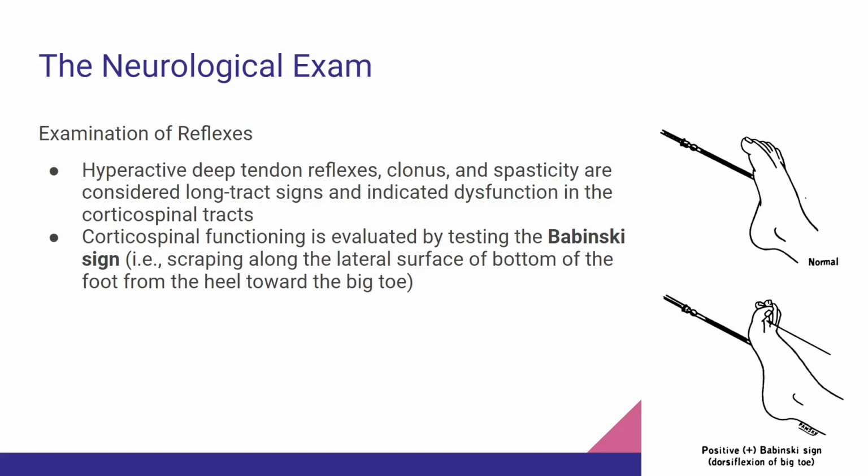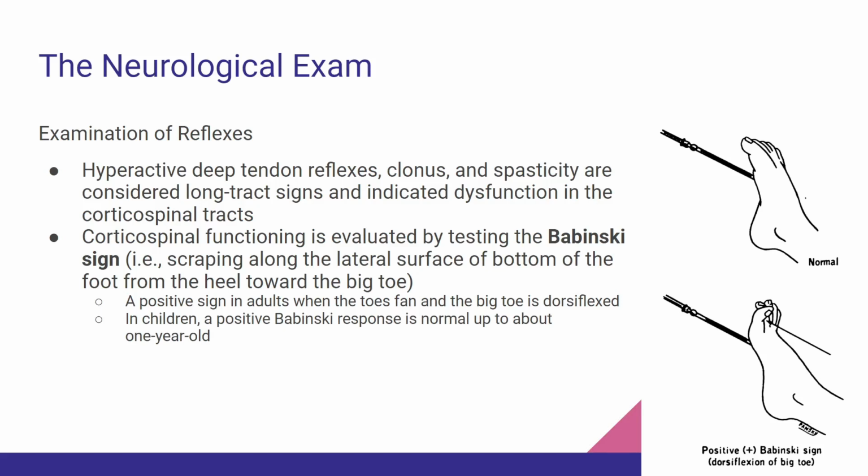You take a probe and you scrape along the lateral or outside surface of the bottom of someone's foot from the heel toward the big toe. A positive sign is when the big toe goes up and the other toes fan out. That, in an adult, would indicate dysfunction along the corticospinal tract.